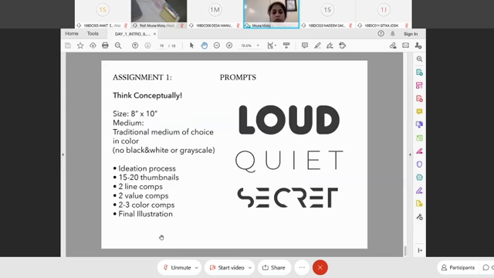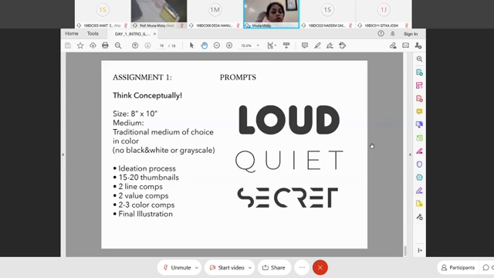In terms of deliverables, we're going to work with a final of 8 by 10 inches. Okay? So it's not too big. I don't want you to get overwhelmed, and you should have enough time to finish it and actually go through the whole process so you come up with a good finished piece. Of course, we're going to be using a traditional medium of choice, in color. I don't want any black and white or grayscale.